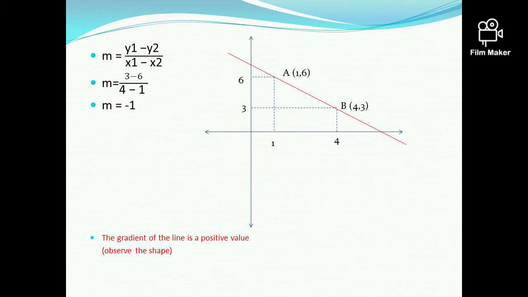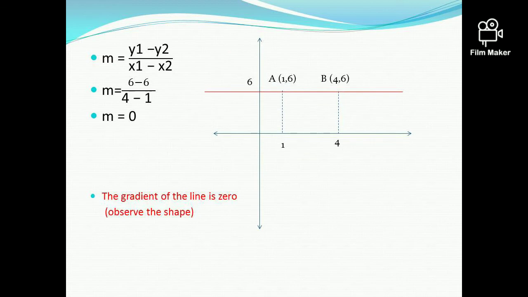This is another example to find the gradient. Here, the line passes through 2 points A and B, where A is (1, 6) and B is (4, 3). If you use the same principle, gradient equals (y1 minus y2) divided by (x1 minus x2), you can realize that the gradient turns out to be minus 1. Here, we need to understand, when you get a negative gradient, what kind of graph you get.